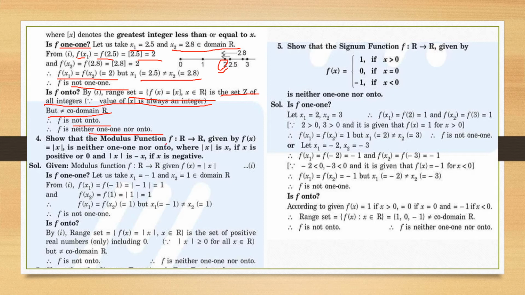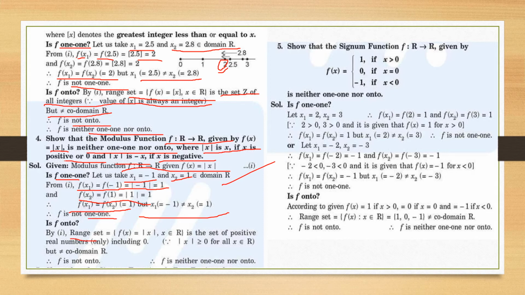Next is f mapping from R to R given by f of x equal to modulus x is neither 1-1 nor onto, where mod x is x if x is positive or 0, and it is minus x if x is negative. So see the behavior of the modulus function. Is f 1-1? Let's take x1 as -1, x2 as 1. Both belong to the domain R. Now f of x1, that is f of -1, mod of -1 is 1. f of x2, f of 1, mod of 1 is 1. Now see here again, f of x1 equal to f of x2 equal to 1, but your x1 is not equal to x2. So that means my function is not 1-1.